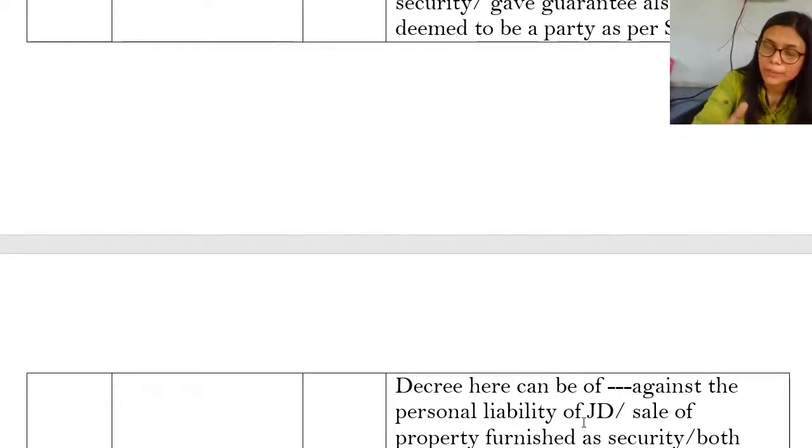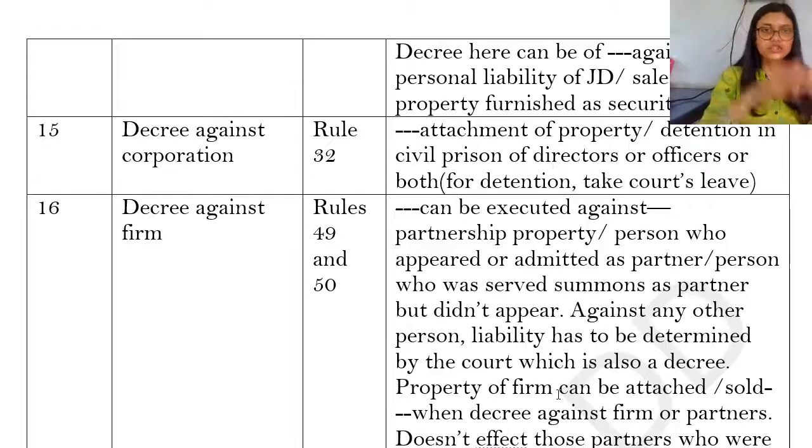Now we saw what will happen when the decree is against a corporation. Then the corporation's property can be attached, or there can be detention in civil prison of its officers. For a decree against a firm, it can be executed against the partnership property, or against a person who has appeared and admitted himself to be a partner, or who was served a summons as a partner but did not appear. For any other person, if you want to execute against him, first you have to show in what capacity his liability is there. First you have to show his liability as a partner.